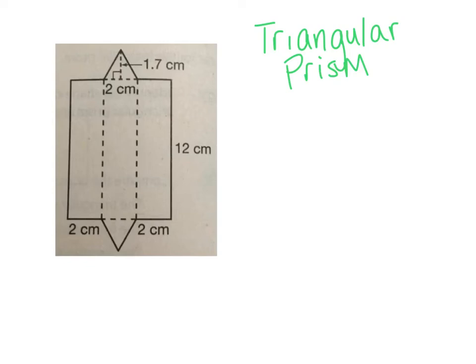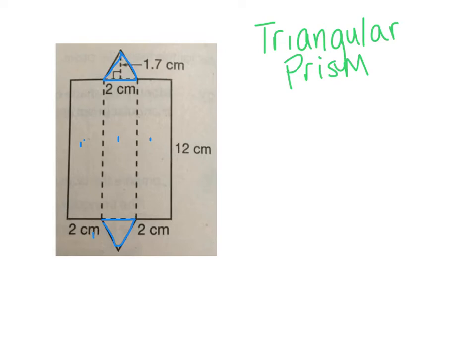Okay, here we go with our next figure. This one is a triangular prism. You can see it's made up of two triangle bases, and then you have the three rectangular faces. Okay, so we want to find the surface area, which means that we have to find the area of each of those faces, and then we'll add them all together.